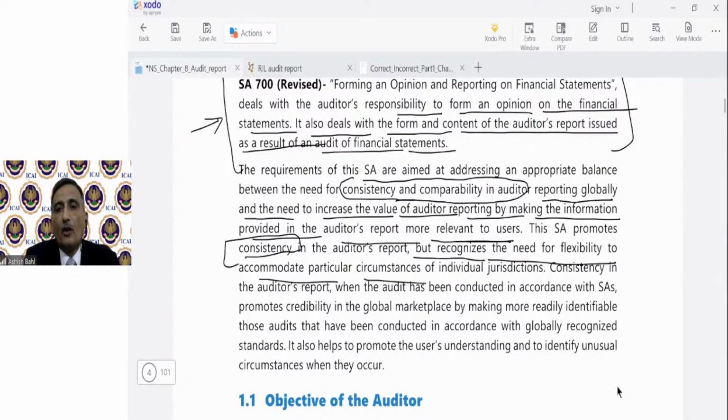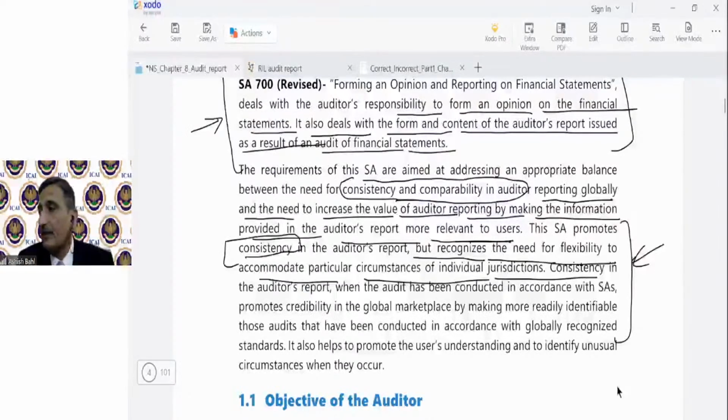But you would also be saying that if everything is standardized, if there is so much consistency, then there is no freedom for the auditor to express his observation, to express his opinion. No, this is not the case. The form also provides flexibility to the auditors to accommodate certain circumstances, to accommodate particular circumstances.